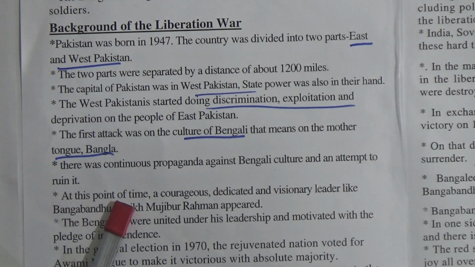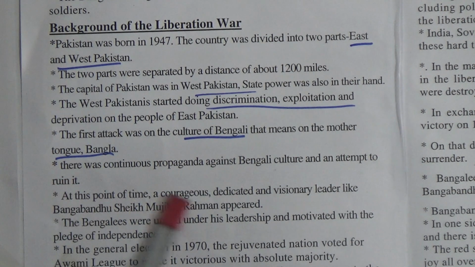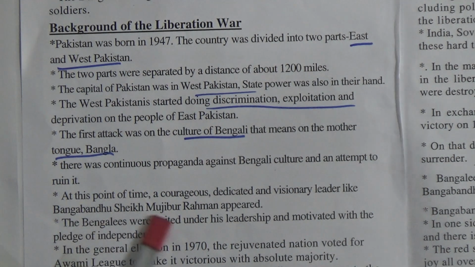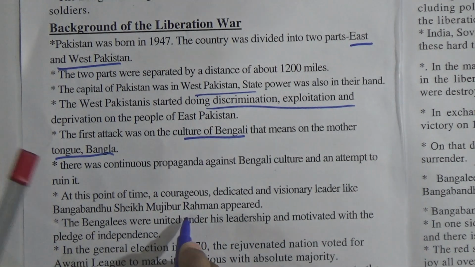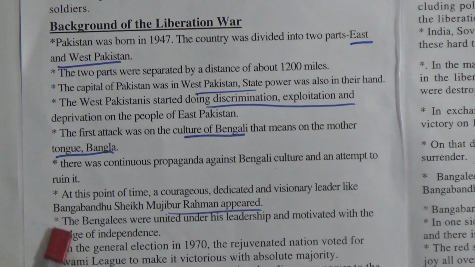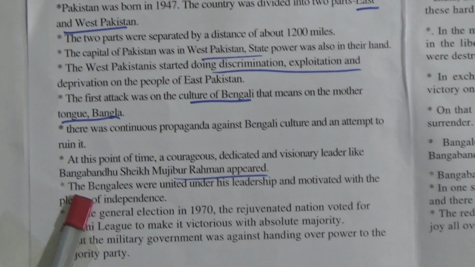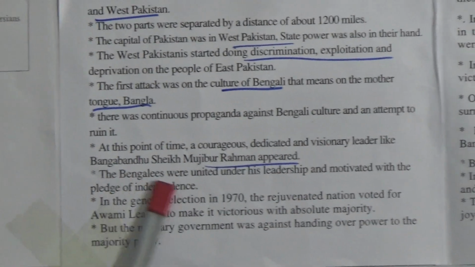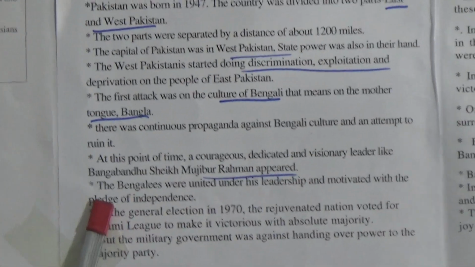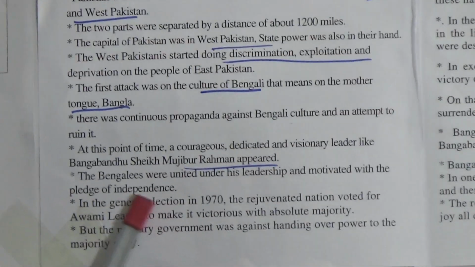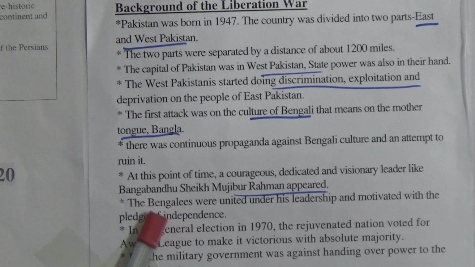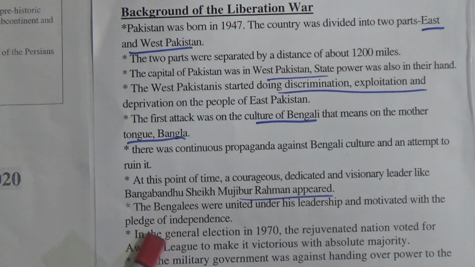At this point of time, a courageous, dedicated and visionary leader like Bangabandhu Sheikh Mujibur Rahman appeared. So who appeared? Bangabandhu Sheikh Mujibur Rahman appeared, the father of the nation. The Bengalis were united under his leadership and motivated with the plan of independence. So Bengalis were motivated about independence.